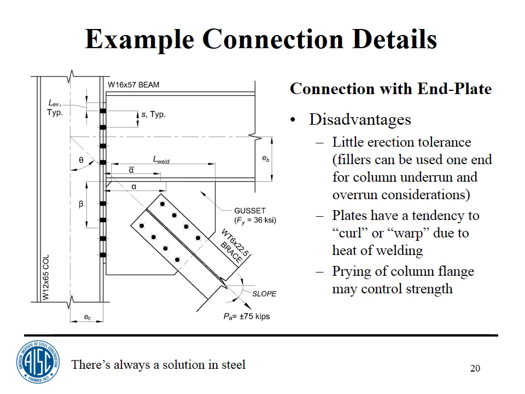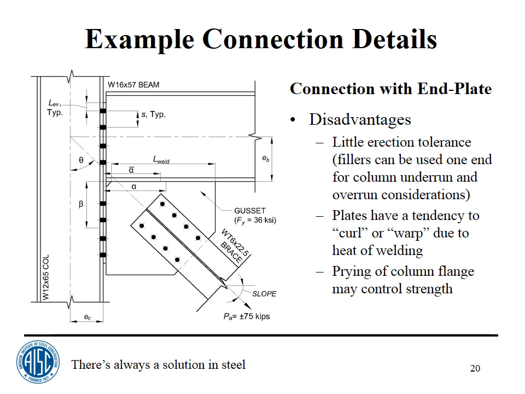What are the disadvantages? Well, it's difficult to fabricate because the beam has to be cut to exactly the right length, or with some tolerance to account for over-rolling and under-rolling. So there's little erection clearance or tolerance. Fillers can be used on one end or the other to account for underrun or overrun considerations. These plates have a tendency to curl or warp due to the heat of welding, which might compromise your out-to-out dimension on the beam.